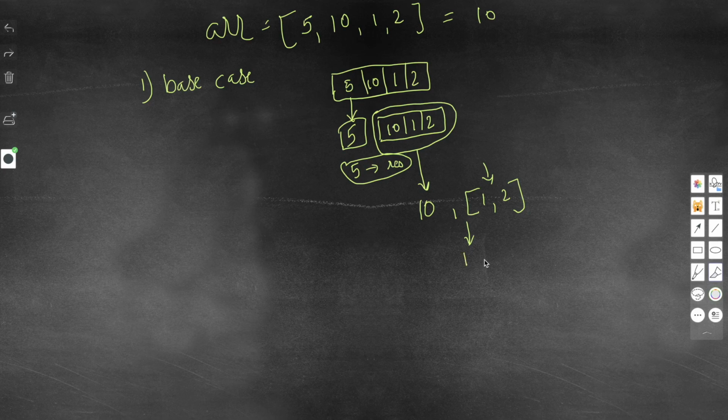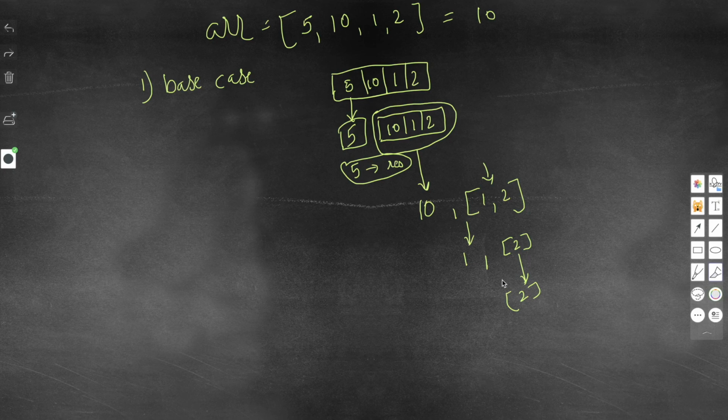Okay, this is also one subarray, correct? So I will split 1 as one subarray and 2 as another subarray. I will tell the recursion, please bring the max result from this subarray. Once I get the result, I will compare 1 with that result and update my max. Now this is also one subarray, but it contains only one element.